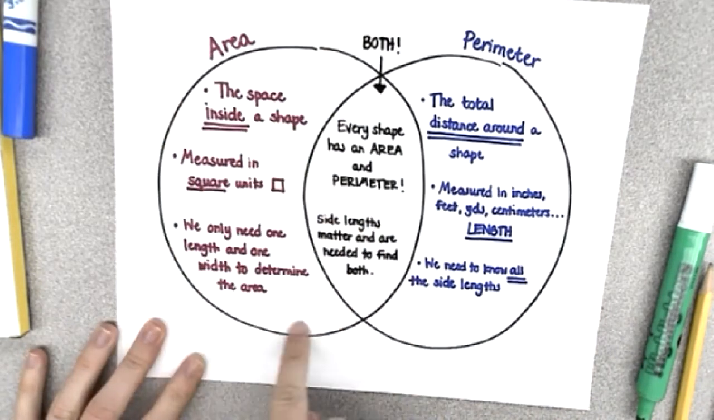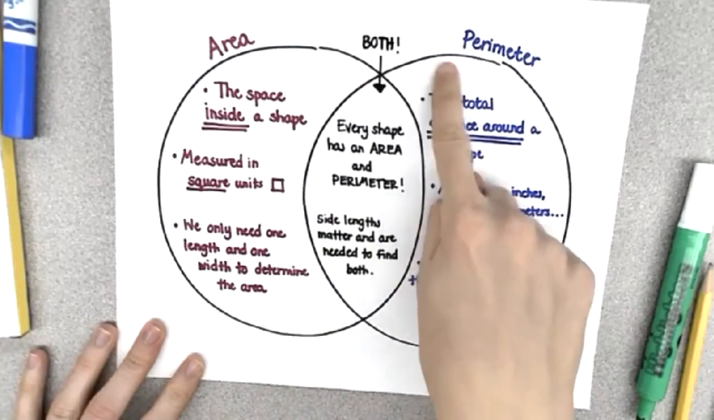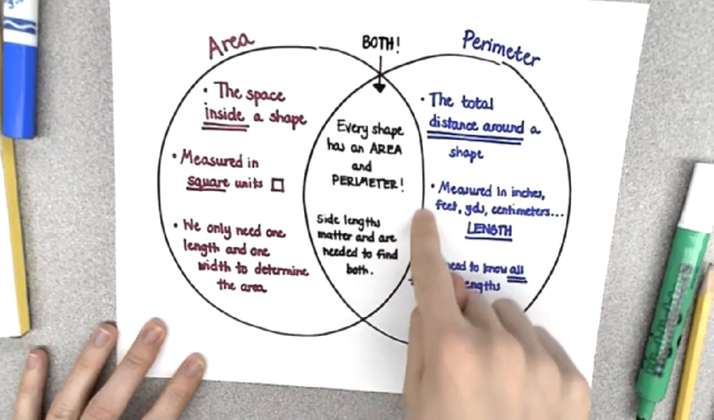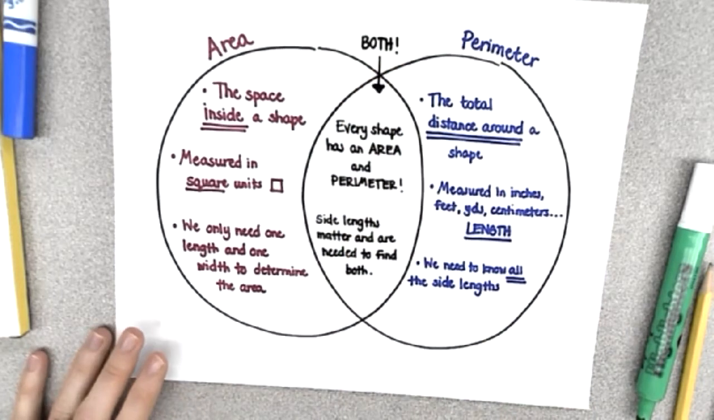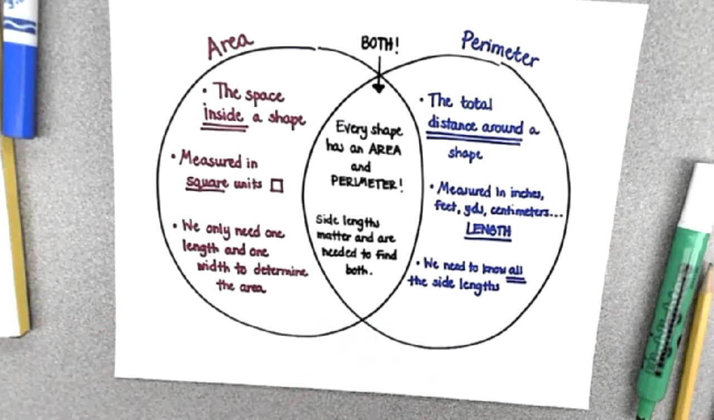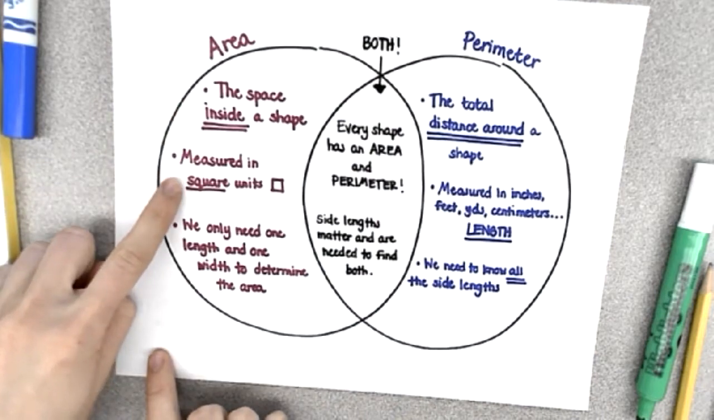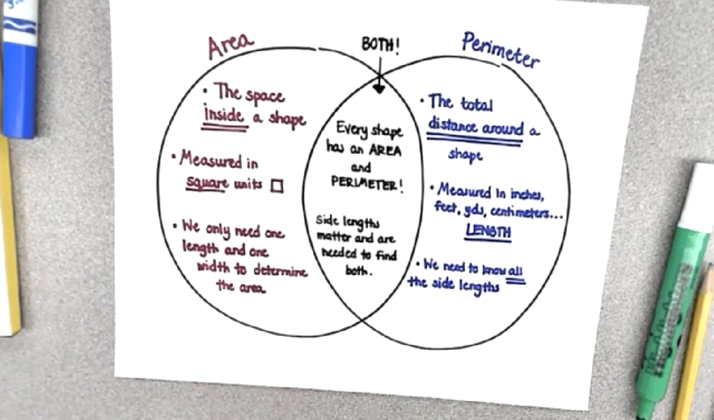So on this side of my Venn diagram, I have the area. And on this side, I'm talking about perimeter, and where they overlap right here, I'm talking about both area and perimeter of a shape. This is just a quick way for us to see what is similar about them and what is different. The area is the space inside a shape. We measure it in square units, and we only need one length and one width to determine the area. Right? I didn't need all my side lengths. I only needed to know the length or the width so that I knew what I wanted to count by.